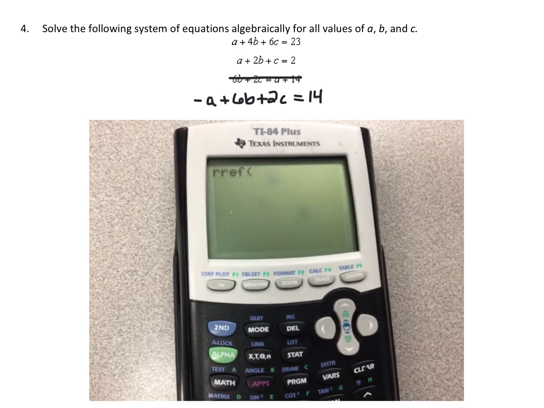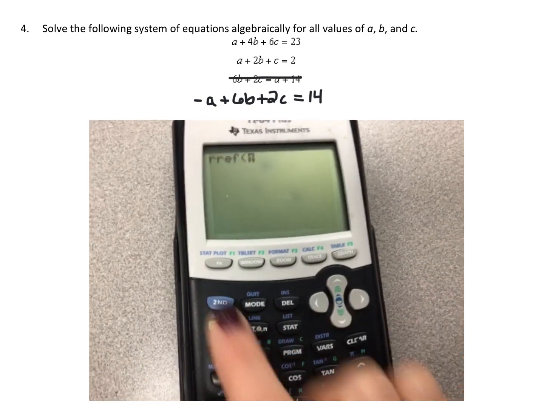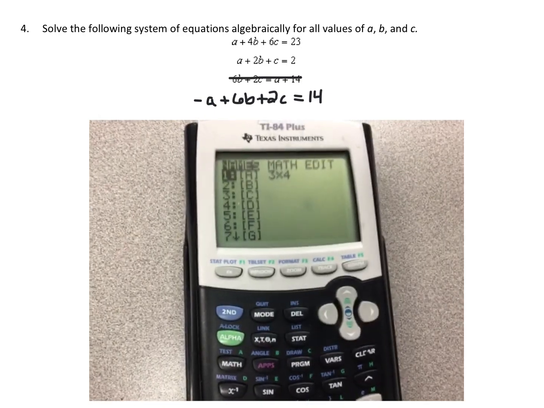Okay, then we have to tell it what matrix we want to use. So this is the final time we're going to go to matrix. So for the third and final time, we hit second, matrix. And on the first one, just hit enter. That's the one we created. That's what we want to use.